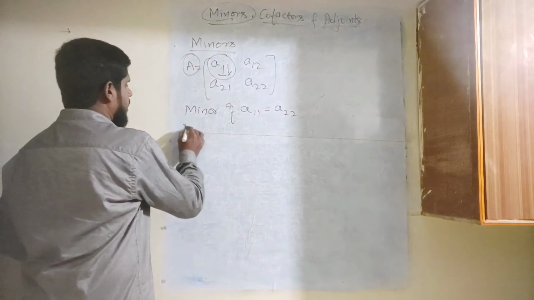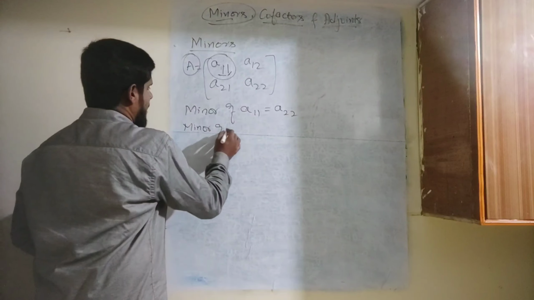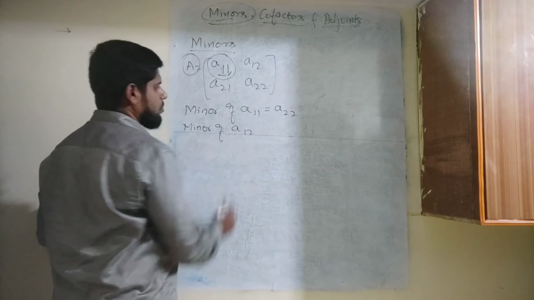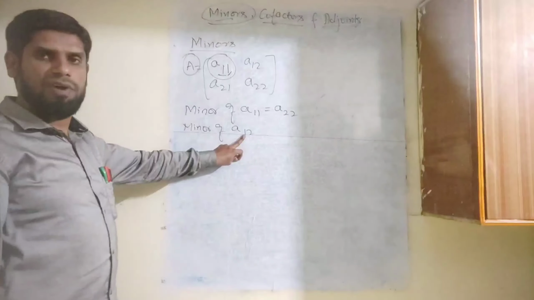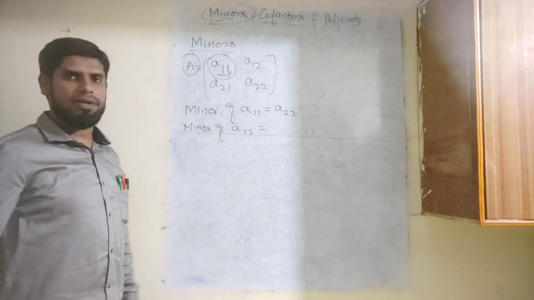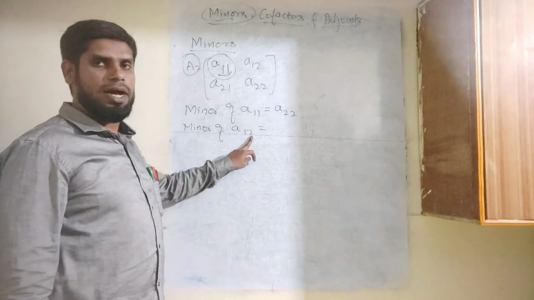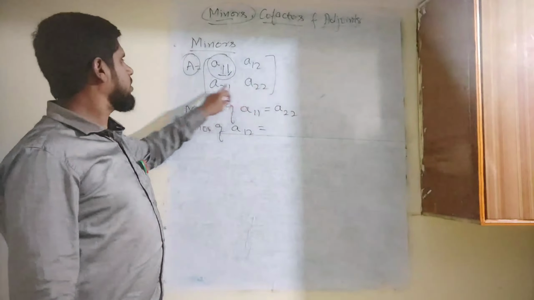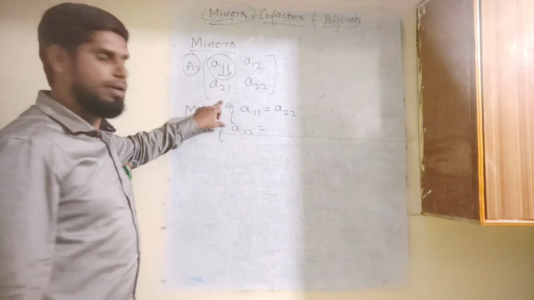Then the minor of A12. Here 1, 2 represents first row, second column. So for this, we should eliminate first row and second column. So what is left out here? Left out is A21.